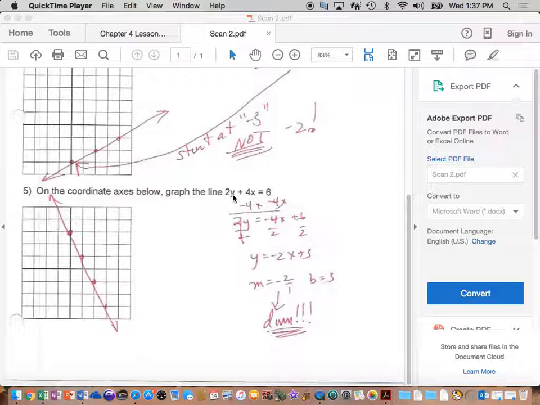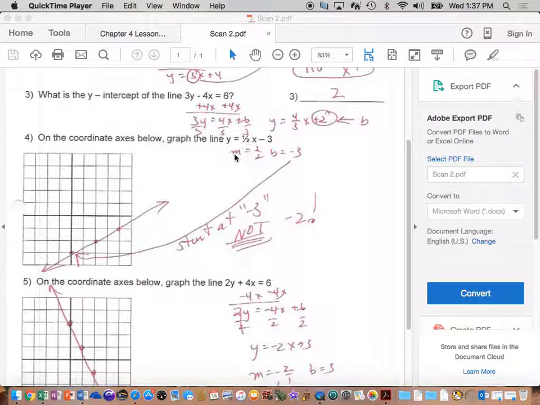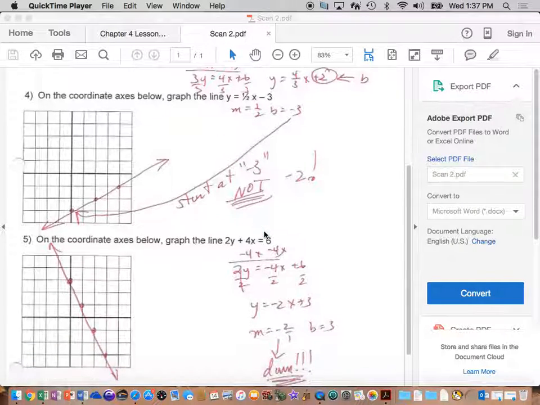But the y wasn't all by itself yet. You can't look for slopes. You can't look for y-intercepts until the y is all by itself. Notice in number 4, was the y all by itself? Yes. So now you can look for the y-intercept. You can look for the slope, and you can do something with it.